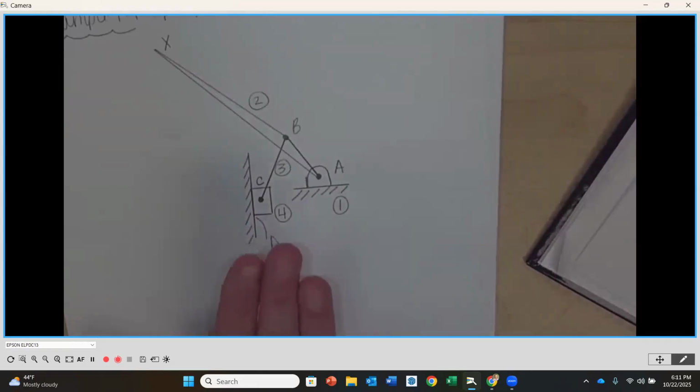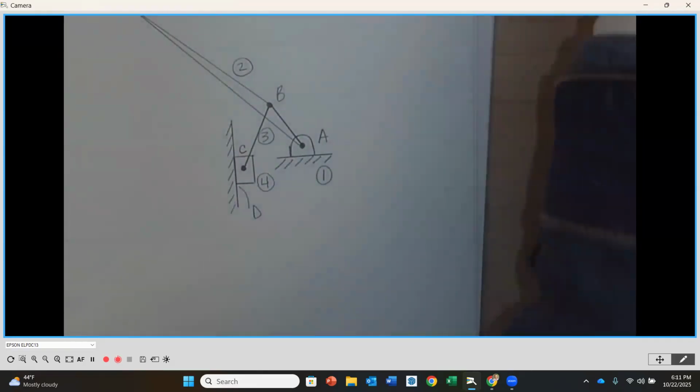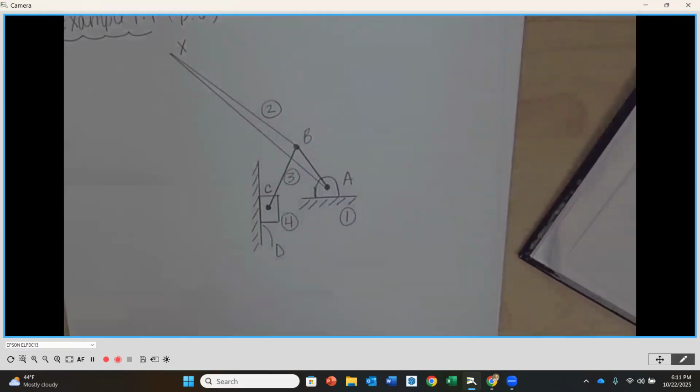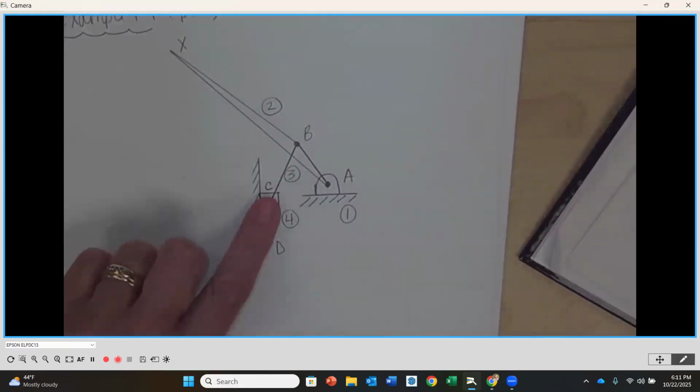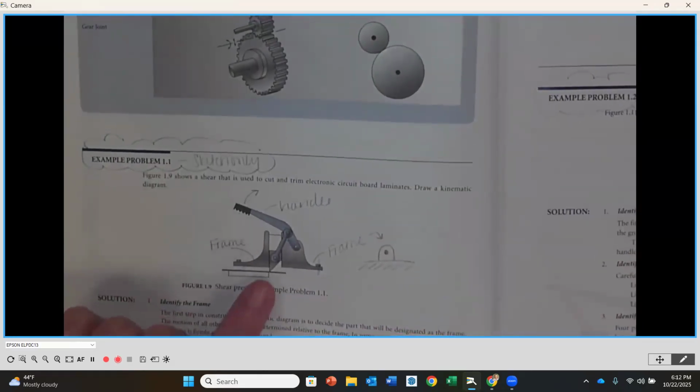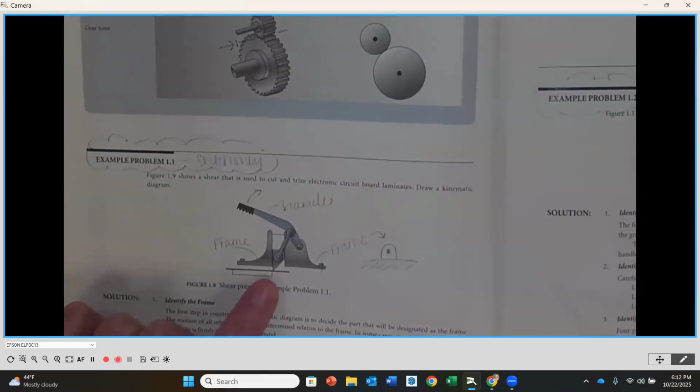All right, so this is our kinematic diagram that represents that shear in problem 1.1. Notice that we used standard symbology for everything. And as we look at this representation, it doesn't look much like our final shear, but that's okay.